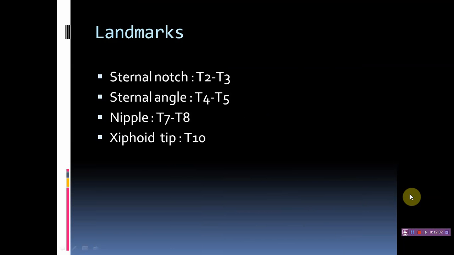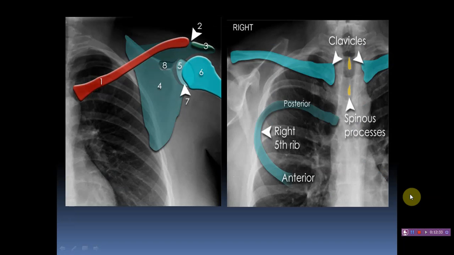As a landmark, in the last class I clearly explained how to identify the landmark. You can see here, when you take a chest radiography, all these landmarks are very important. Sternal notch T2 T3 level, sternal angle T4 T5 level, nipple T7 T8 level, xiphoid process at the level of T10. So these are the landmarks which are used in chest radiography. You can see in this radiographic image how you can read out the chest radiography. We'll go one by one.